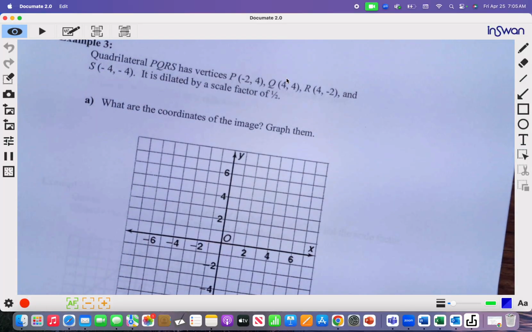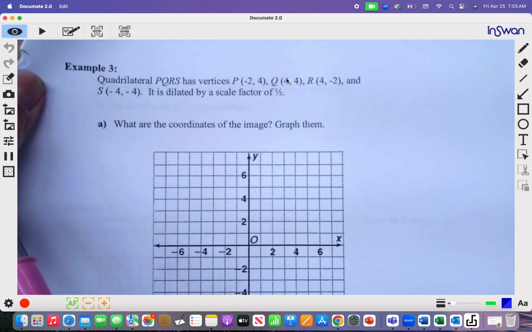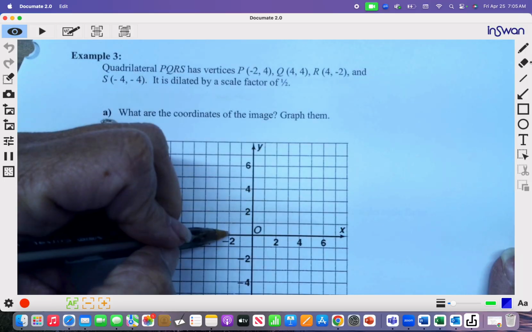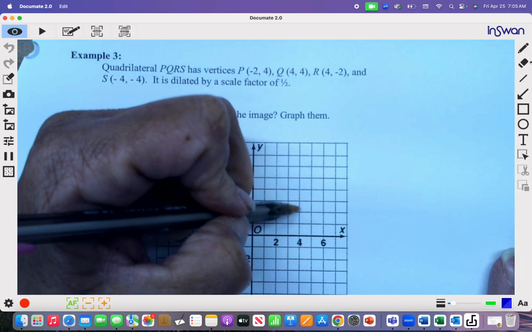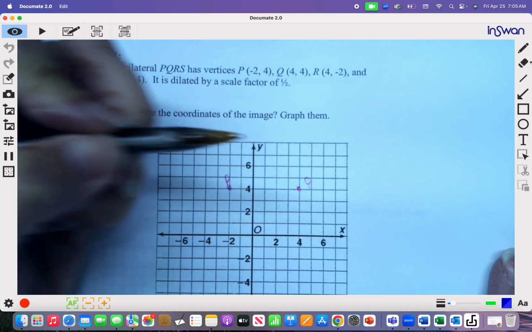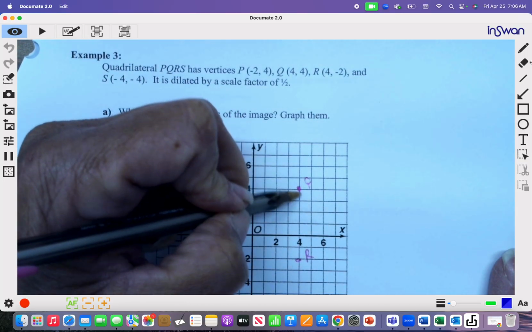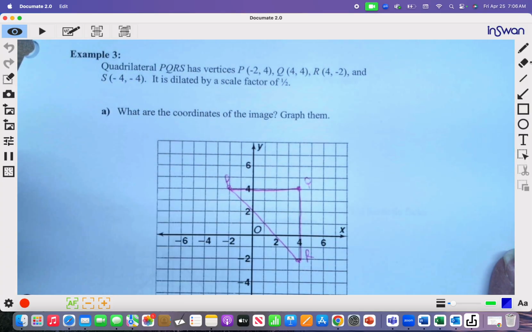When we are graphing, just like before, you always have to have both the pre-image and the image. If they don't graph the pre-image for you, you must graph it. So we're going to start with P at negative 2, 4, Q at 4, 4, and R at 4, negative 2. Connect your dots and then follow the directions.